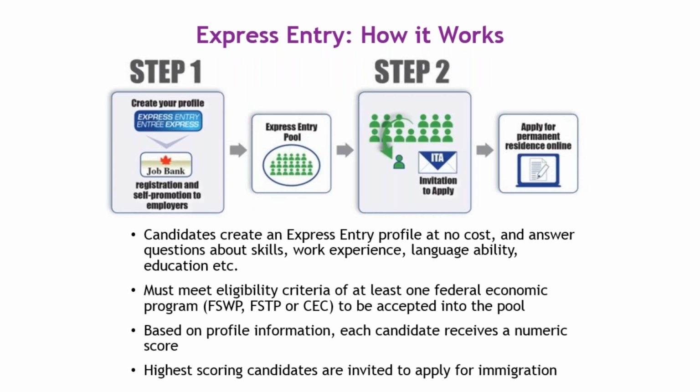This is step-by-step how it works. Basically, the candidates just need to answer questions about their skills, work experience, language ability, education, etc. And if they meet the minimum eligibility criteria for one of the federal economic programs, they're accepted into the pool. And every 2 to 3 weeks, we do draws of the candidates at the top of the pool, the highest scoring, and invite them to apply for immigration. Next slide.